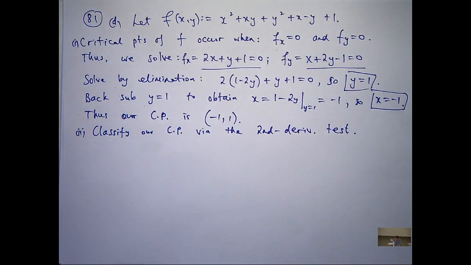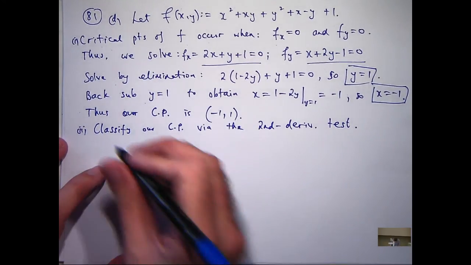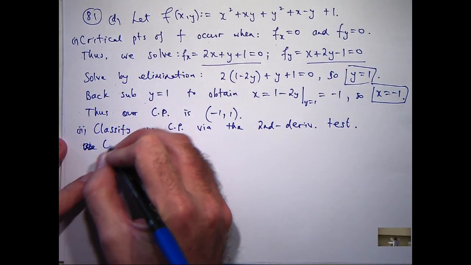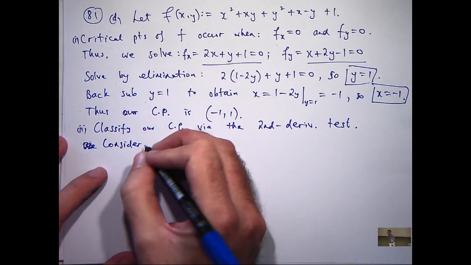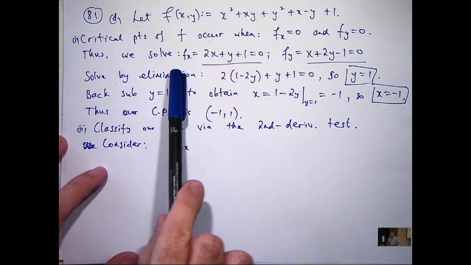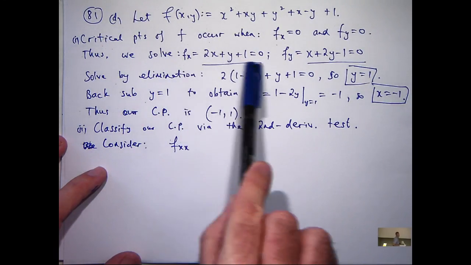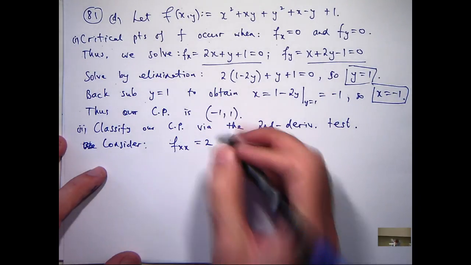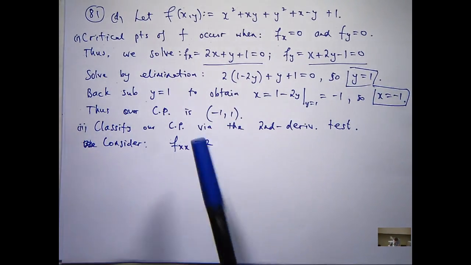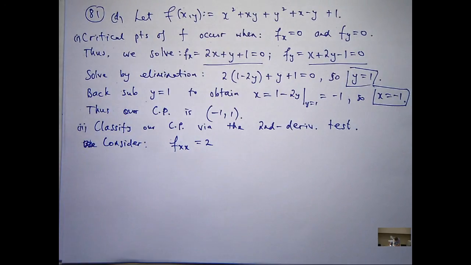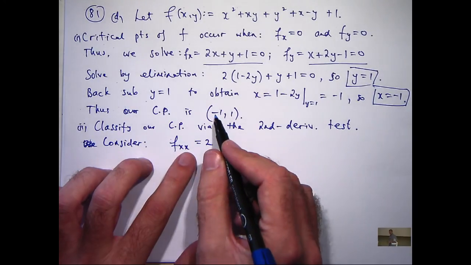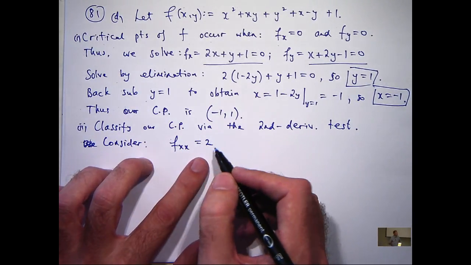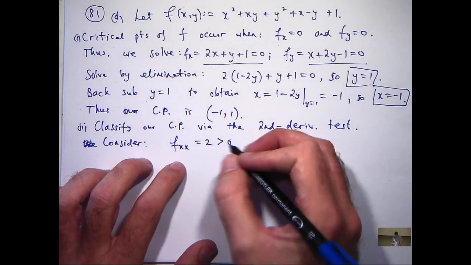So for the second derivative test, of course, we'll need second derivatives. So let's calculate all these second order partials and put them in. All right, f sub xx. Well, if f sub x is up here, f sub xx is just going to be 2. It doesn't matter where you evaluate that second derivative, it's always going to be positive. Usually you would put (-1, 1) into here, but there's no x's or y's, so it's always going to be positive.